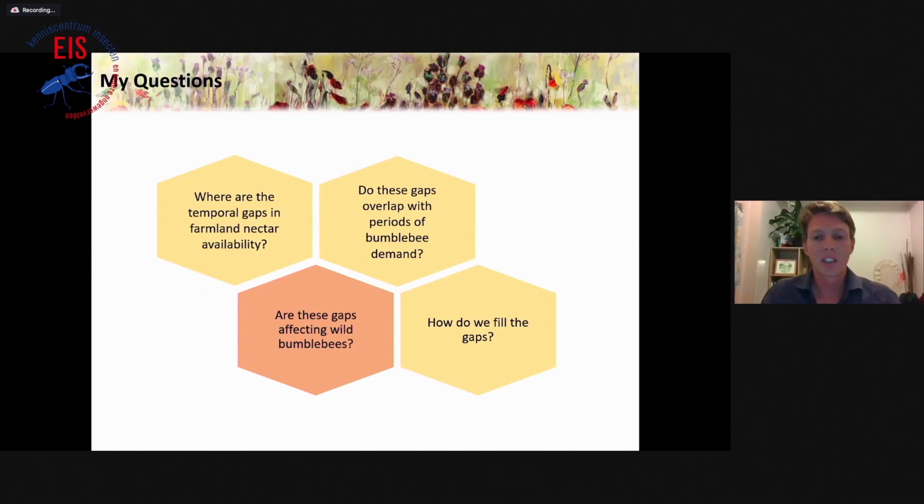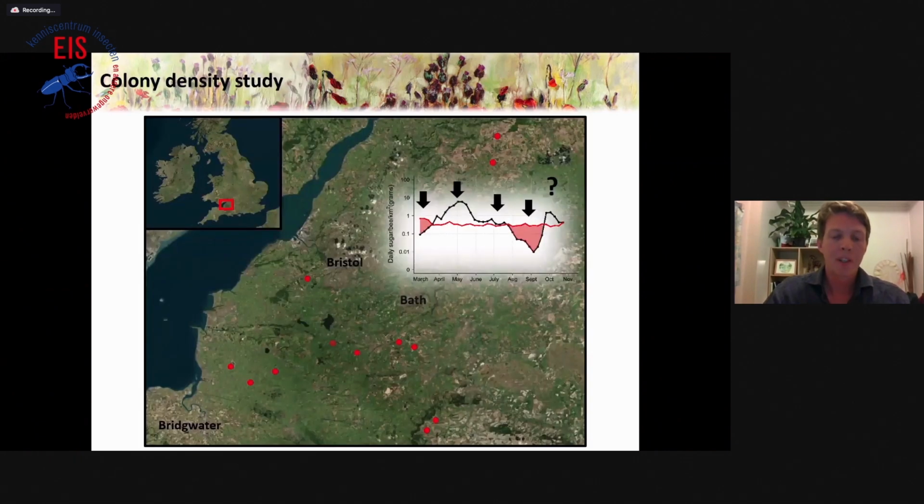So the question then is, we can see that these gaps are there and that they might be an issue for bumblebees, but do we actually see any real evidence of this in bumblebee populations? So to investigate this, we worked on 12 farms across the west of England again, and we wanted to find out which of these 4 periods of resource availability through the year, the early spring, summer, and late summer, was having the greatest influence on bumblebee populations.